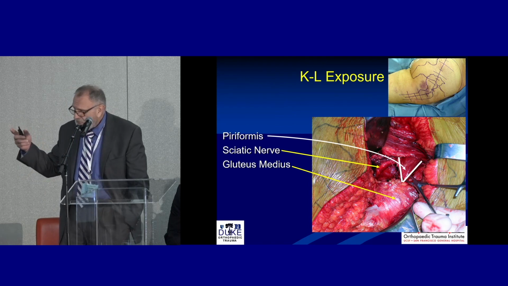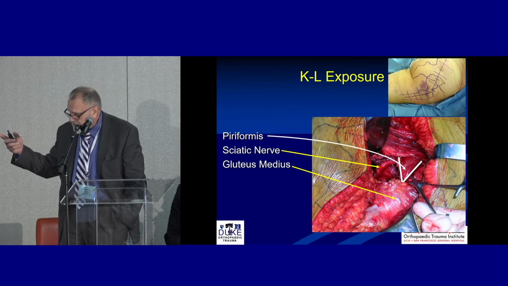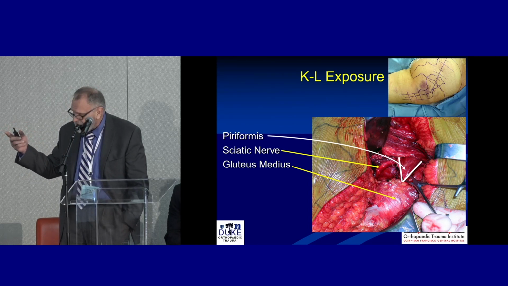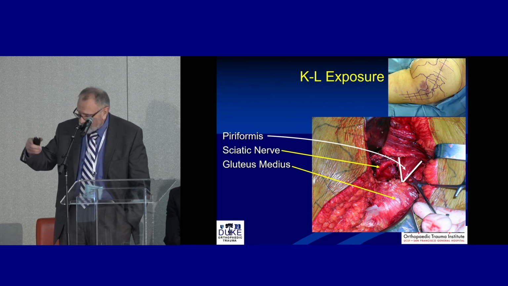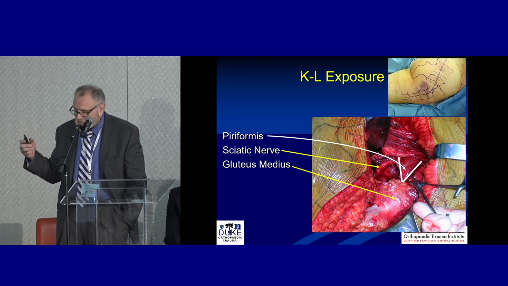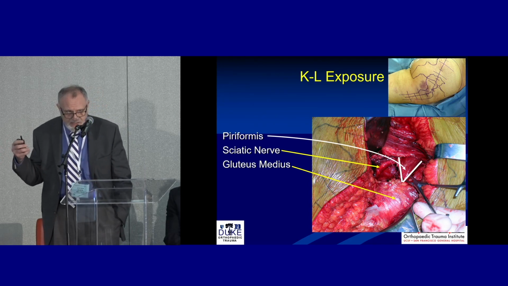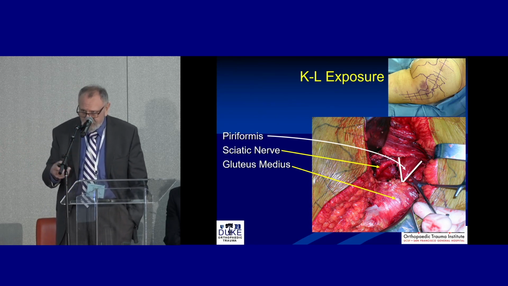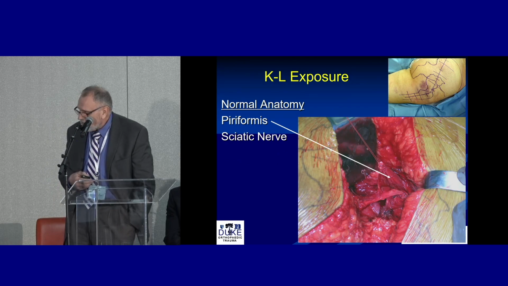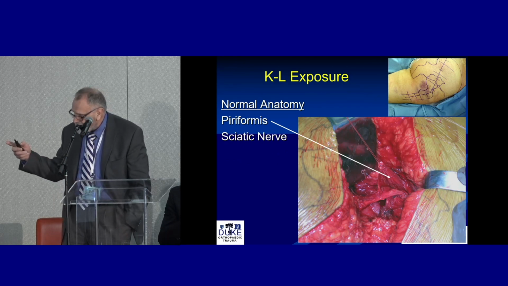with. The difference between the standard posterior approach for hip replacement and this approach is our aim is to do much more dissection around the posterior part of the bone. So we're exposing the bone of the posterior socket, not so much the intra-articular aspect like you would for a hip replacement. And so in normal anatomy, we can see the piriformis tendon. You can see its relation to the sciatic nerve.